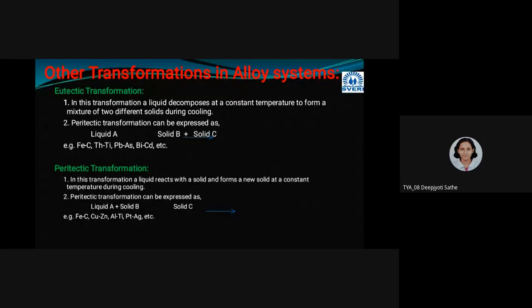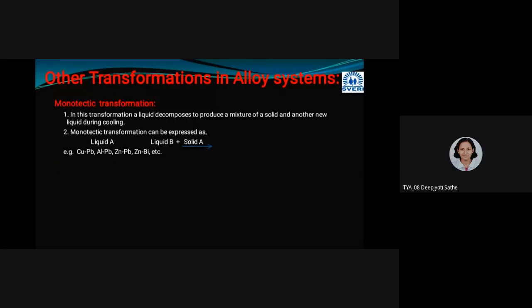Here again the arrow is somewhat disturbed, so I will repeat it. In eutectic transformation, one liquid will decompose at a constant temperature during the cooling process and form two different solids. And in the peritectic transformation, one liquid will combine with one solid to form a new solid at a particular constant temperature during the cooling process. All these transformations will occur during the cooling process only. And the last important transformation is the monotectic transformation.